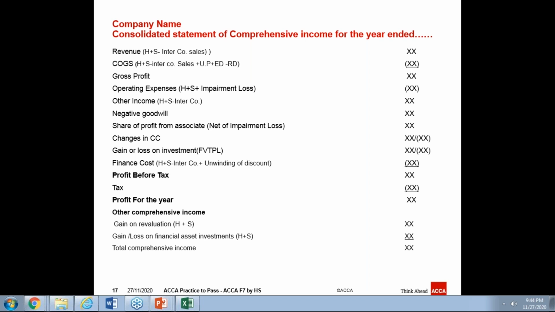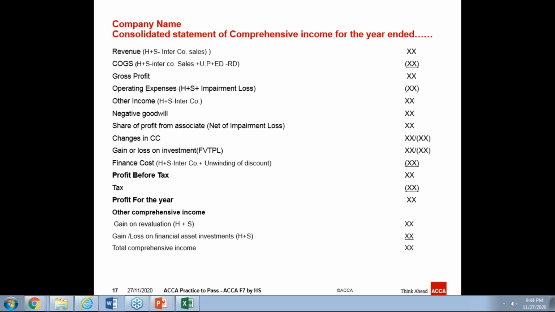Other income, holding plus subsidiary minus intercompany. If you have received any intercompany income, then it should be deducted. Negative goodwill is our income, it should be added here. Share of the profit from the associate, net of impairment loss, should be added. Change in the contingent consideration, gain or loss on investment at fair value through P&L. Finance cost must include holding plus subsidiary minus intercompany plus unwinding of discount of deferred consideration. And you will get the value of profit before tax. And when we deduct the tax on it, it will become the profit for the year.